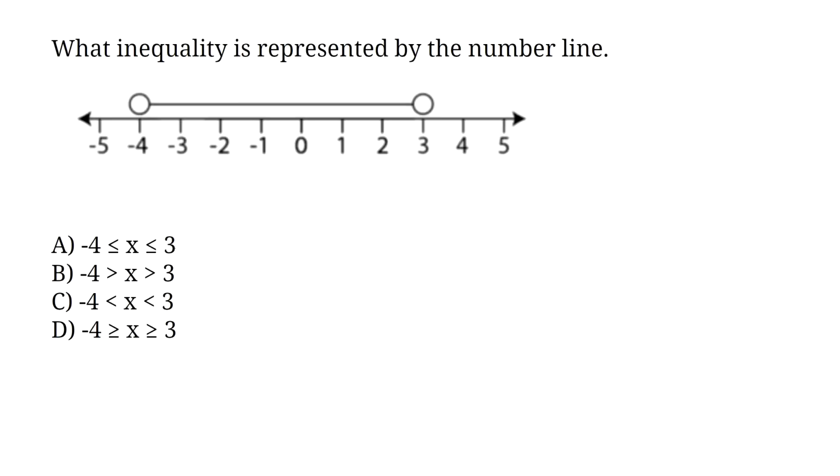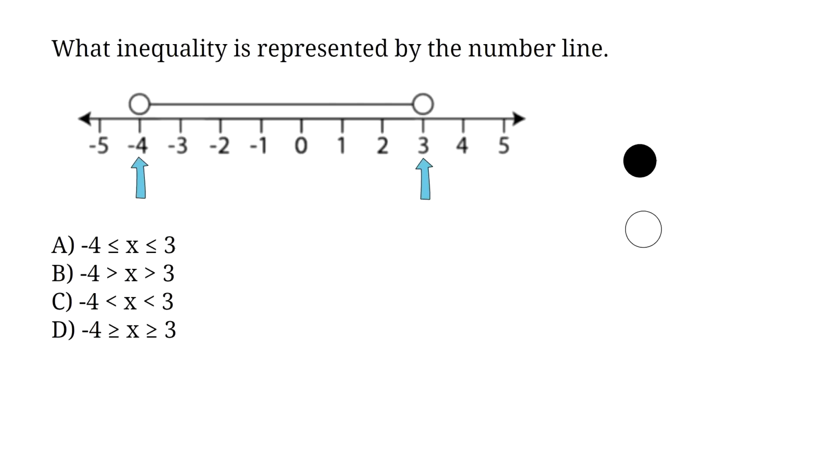There are 3 things we are looking at here. The first is the endpoints. Here, we have negative 4 and 3. We can see that all the answer choices have negative 4 and 3, so we cannot eliminate any of the choices. Next, we look at if the endpoint is shaded or not shaded.